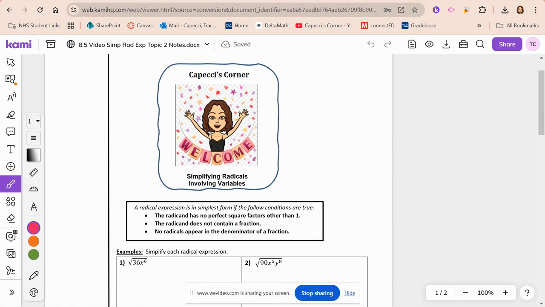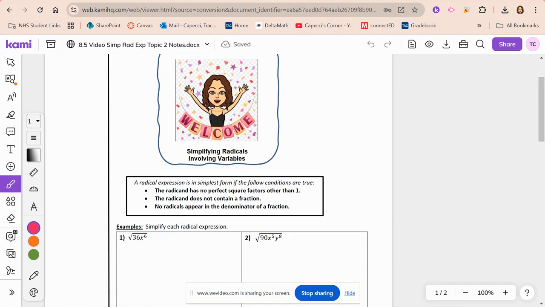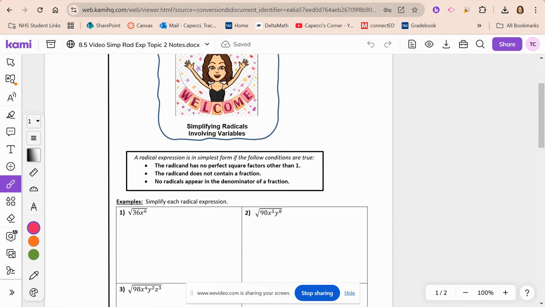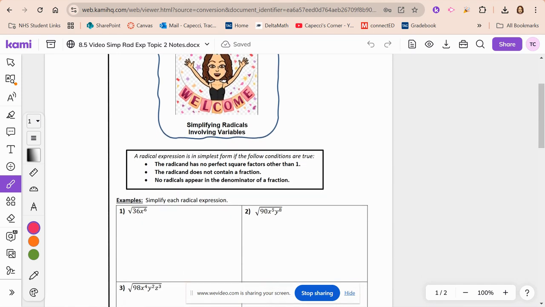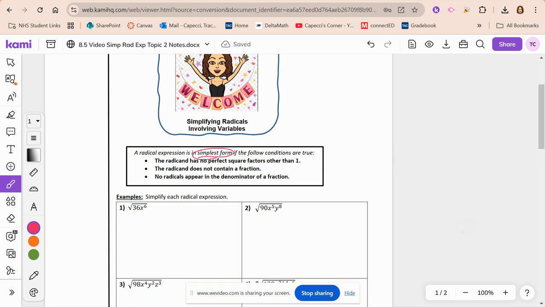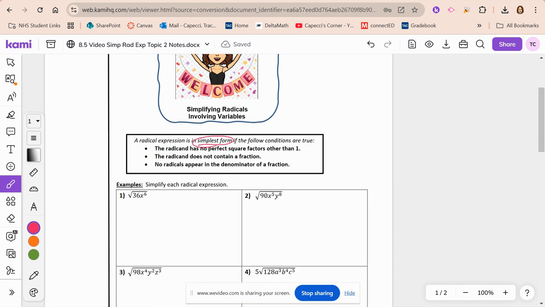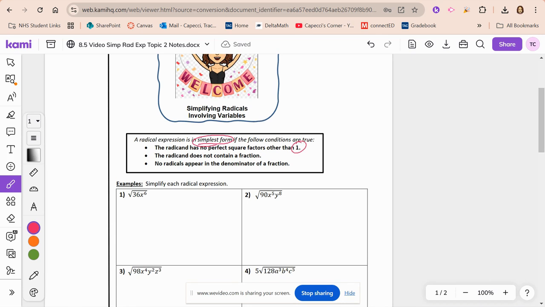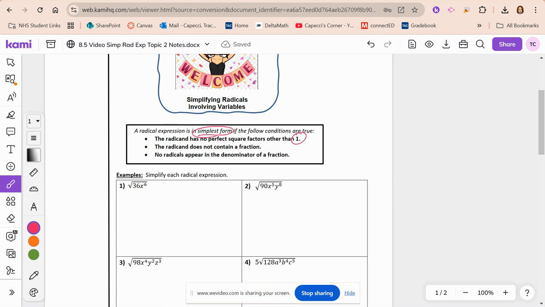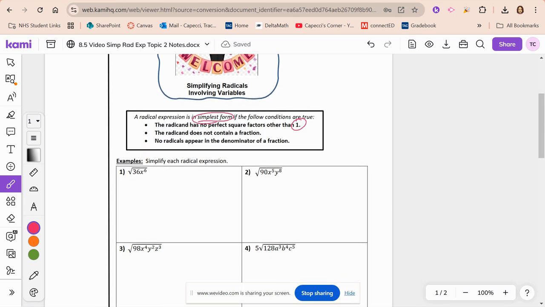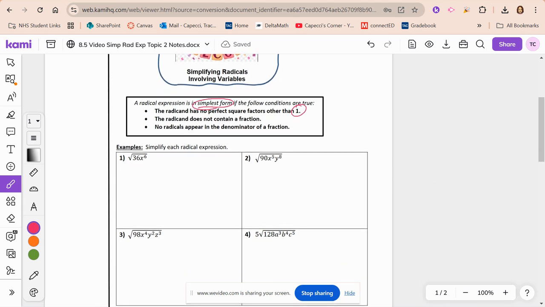Today on Capechi's Corner, we are going to simplify radicals involving variables. Now, a radical expression is in the simplest form if the following conditions are true. The radicand, which is the number underneath the radical sign, has no perfect square factors other than 1. The radicand does not contain a fraction, and no radicals appear in the denominator of a fraction.